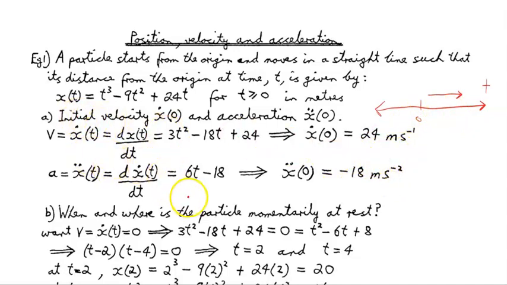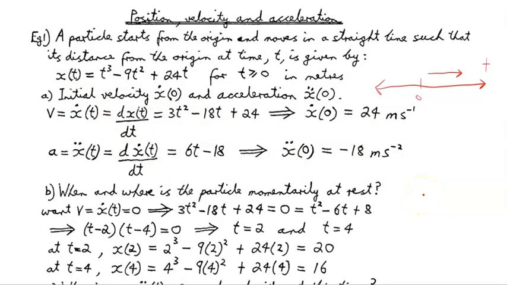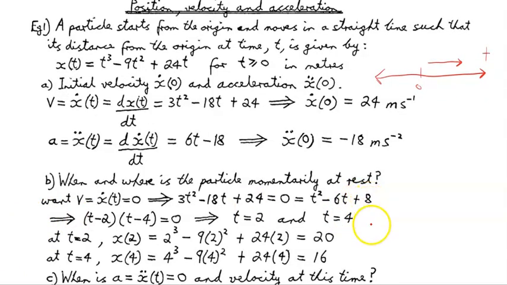Okay, next bit. When and where is the particle momentarily at rest? Well, it's momentarily at rest when its velocity is 0. So we set the velocity x dot of t equal to 0, which was this quadratic, 3t squared minus 18t plus 24 equals 0. If we divide through by 3, we'll have t squared minus 6t plus 8, something easier to factorise. Factorising that gives us factors of 8, 2 and 4, factors of t squared, t and t, and we can have t minus 2 times t minus 4 equal to 0. Using the null factor law, we end up with t equals 2 and t equals 4 seconds.